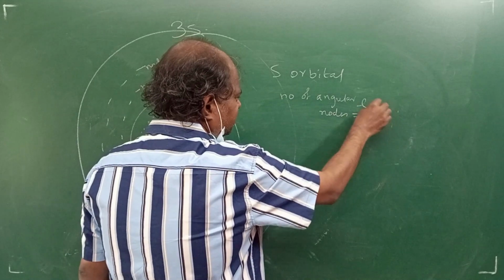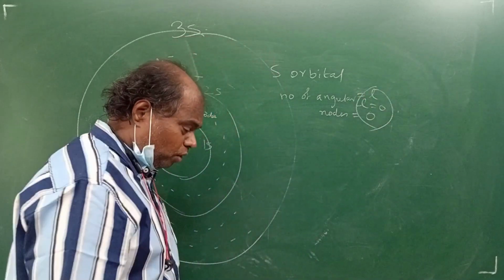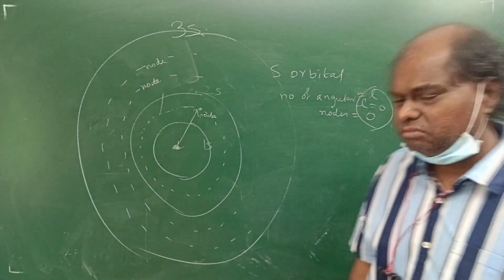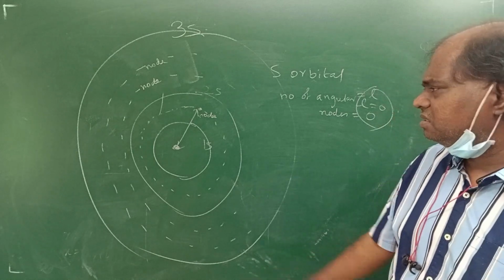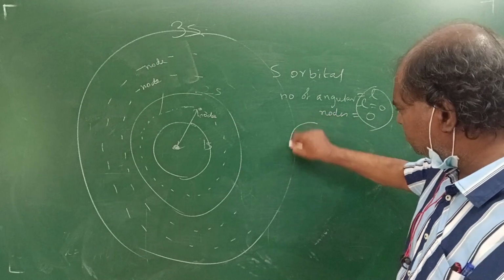Because L is equal to 0, right? And what is the number of angular nodes? L. So what it means, s orbital does not have an angular node. Obviously. It's a sphere. Remember, it is a sphere.